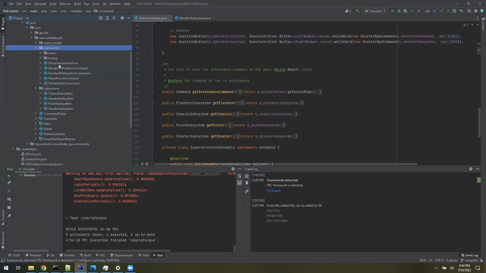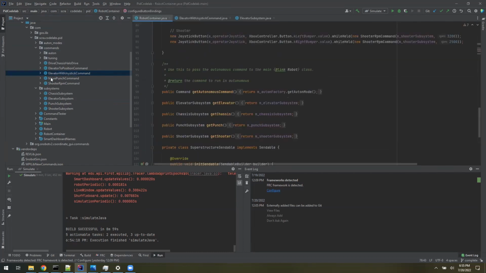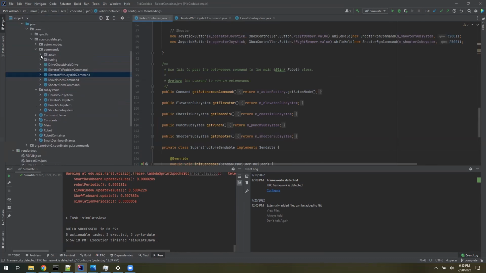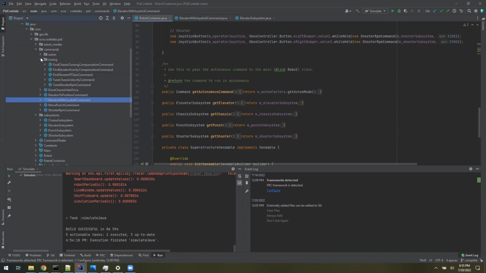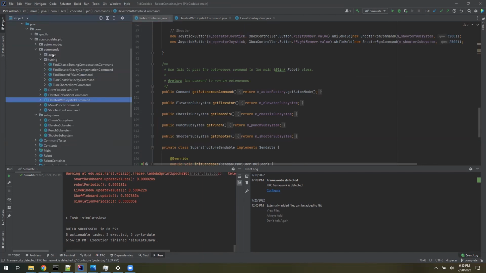So it has a chassis subsystem that we're going to write PID for or tune PID for, an elevator with PID, a punch, and now it has a shooter, so we can do some velocity stuff here. The commands should be pretty much the same as what we had the other day, except this actually has the code written for it. This is like a completed version of the code lab.